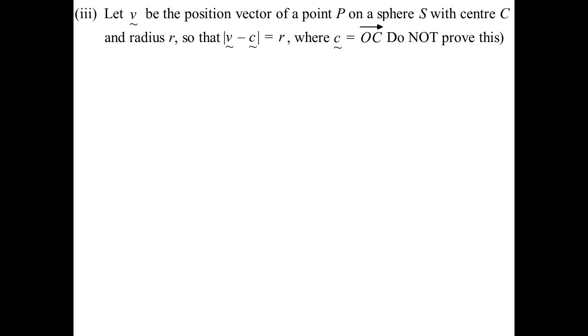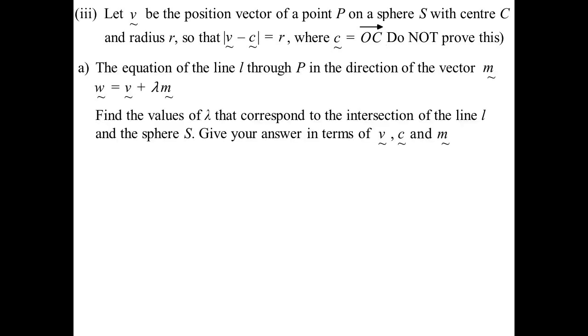So V is a position vector of a point P, and that point is on the sphere. The sphere has centre C and radius R. In other words, the vector equation for that would be |V − C| = R, and C is the position vector OC. Do not prove this. The equation of a line L, which also passes through P, in the direction of the vector M: so W, that's this new line, will equal V, because V is on the line, because it's going through P, and it's in the direction of M, so it'll be V + λM.